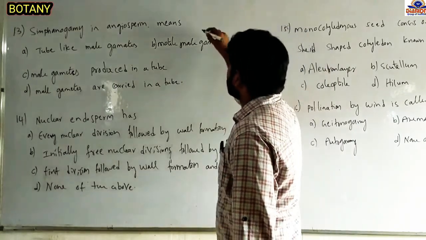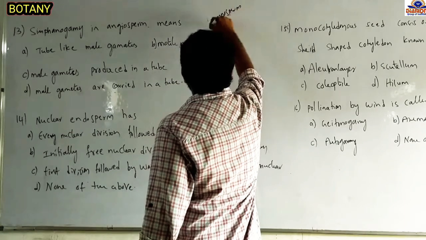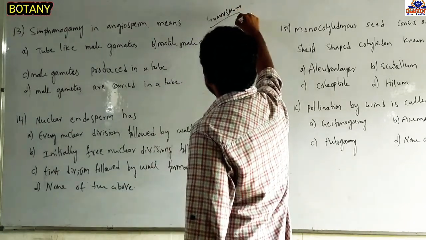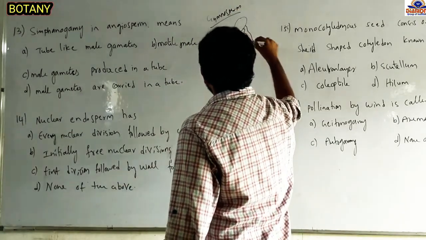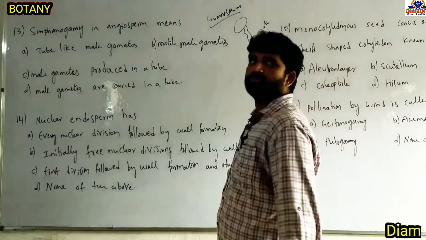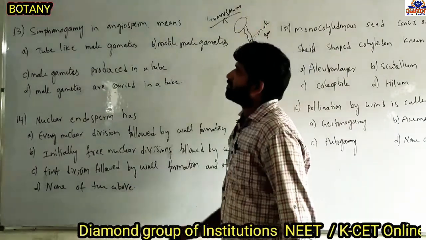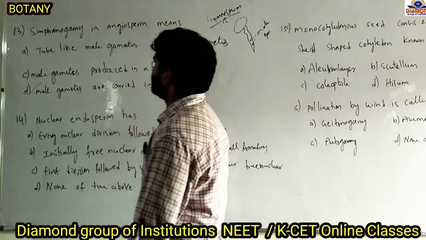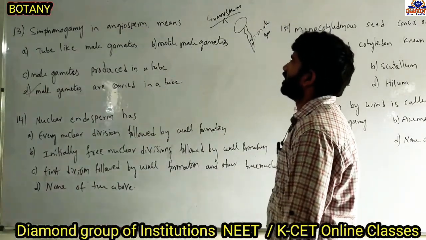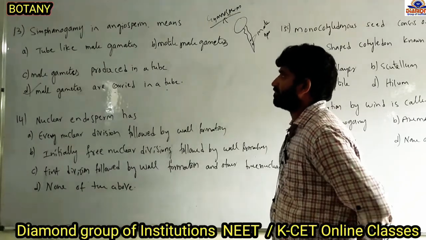So siphonogamy started from the gymnosperms. In gymnosperms, pollen can produce the pollen tube. That pollen tube can carry the two male gametes, and the male gametes can move through the pollen tube. Such a condition is called siphonogamy. It started from the gymnosperms. So male gametes are carried in a pollen tube. Answer is D. Tube-like male gametes or motile male gametes we are not considering as siphonogamy.